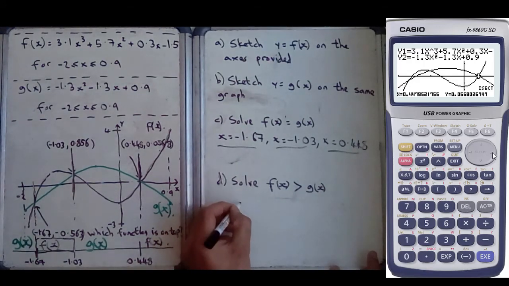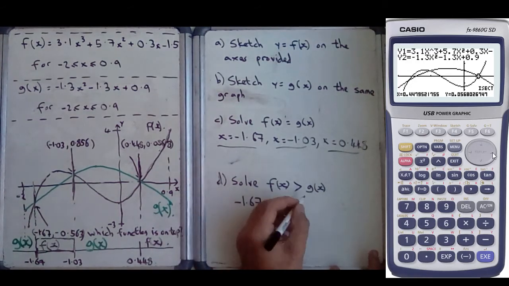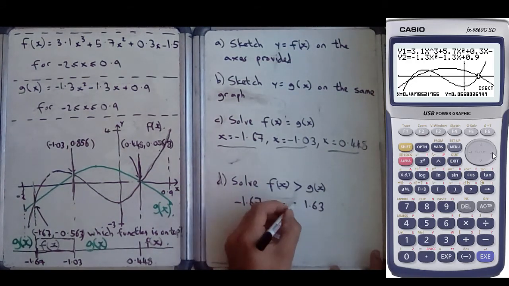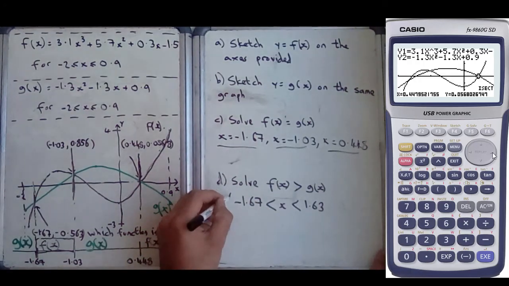So the first region is: x is greater than minus 1.67 and less than minus 1.03, so that's one of the answers.